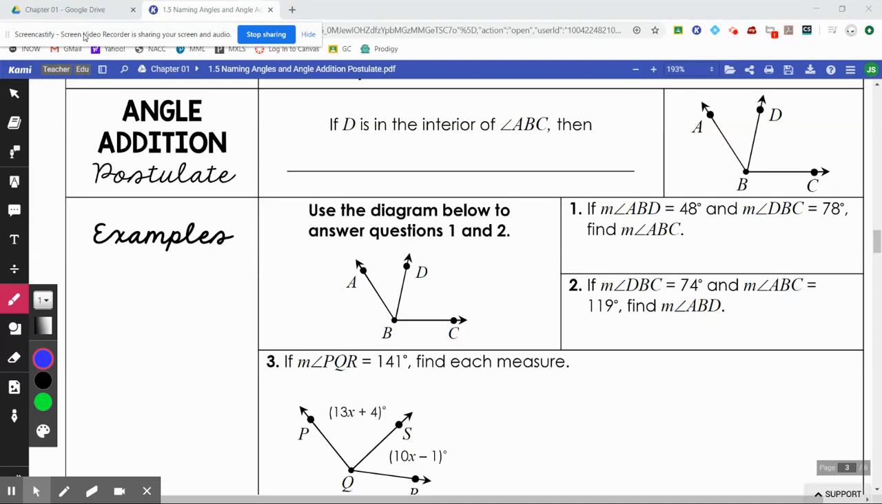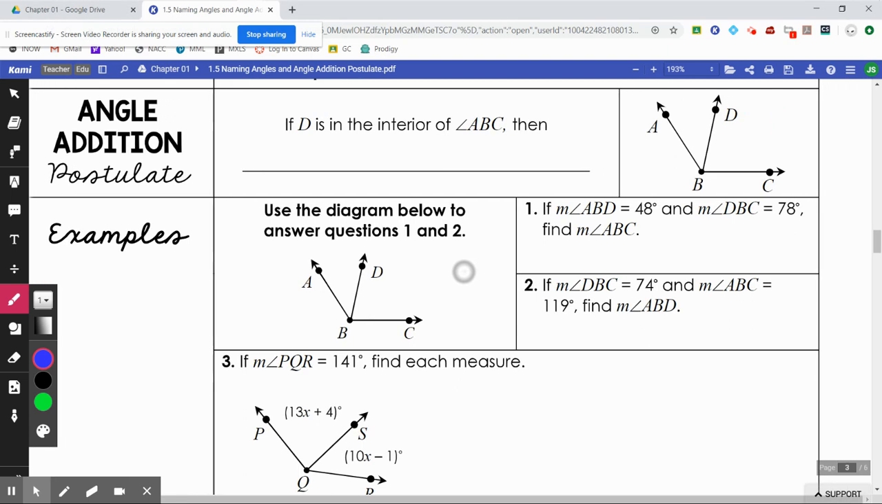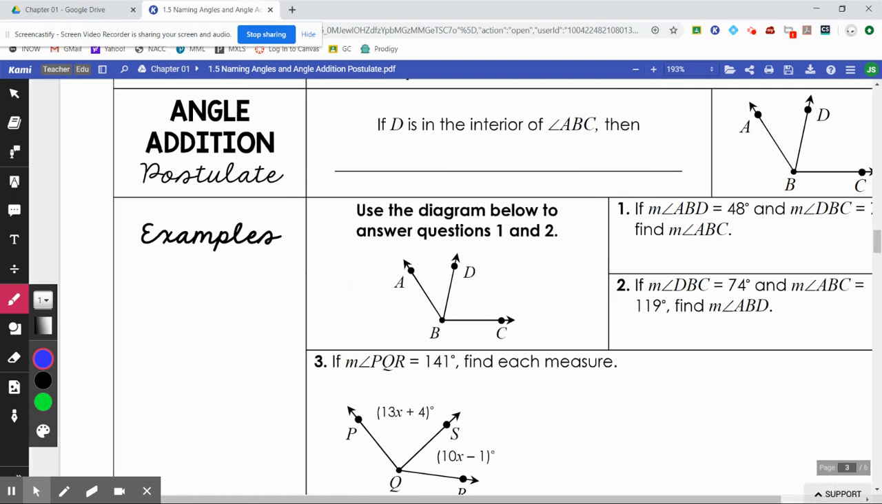In the next video, we're going to discuss the angle addition postulate. If you understood the segment addition postulate, it's pretty much the same thing, except this just deals with angles. Here's what the actual angle addition postulate says. And if you don't remember the segment addition postulate, let me remind you.